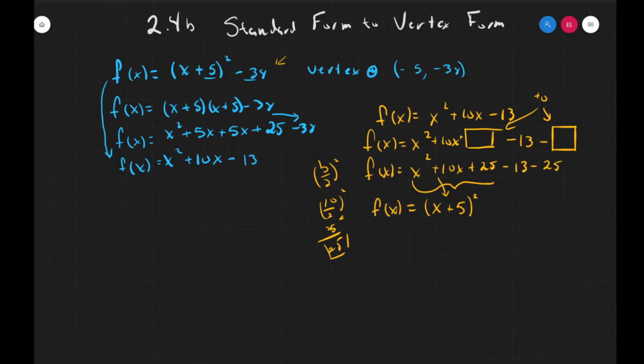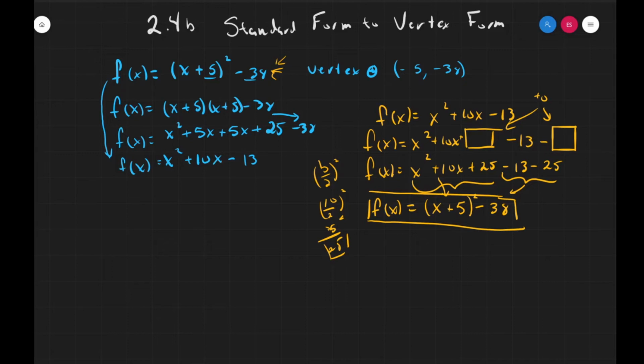And then negative 13 minus 25 is negative 38. So this would be the vertex form of our equation, which is exactly what we got up here. Okay? So let's keep going with that.